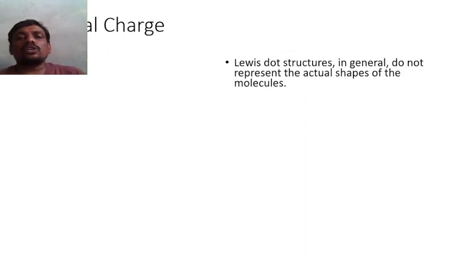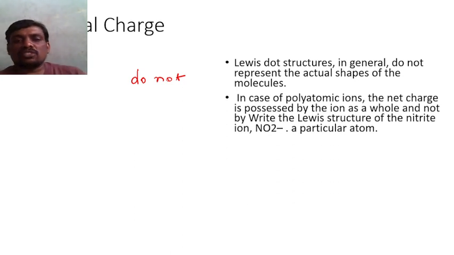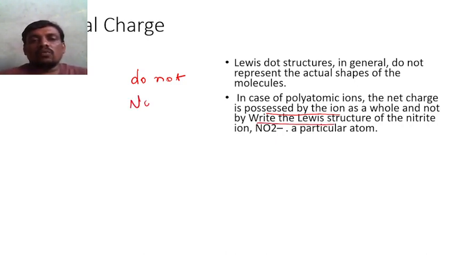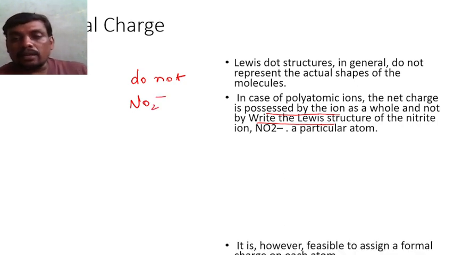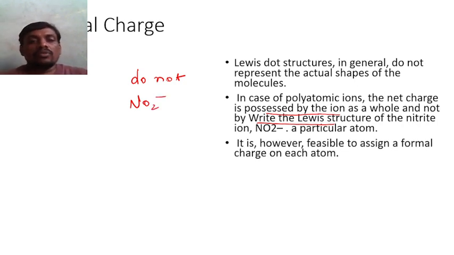Finally, formal charge. What do you mean by that? Lewis dot structures in general do not represent the actual shape of the molecule, but in case of polyatomic ions, poly meaning many atoms, the net charge is possessed by the ion as a whole and not by a particular atom, like the nitrite ion NO2 minus. Now it is however feasible to assign a formal charge on each atom.